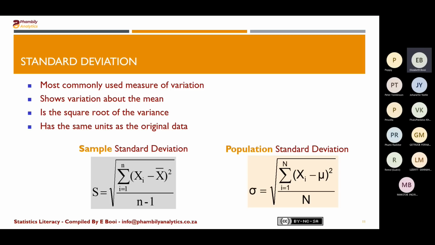So the formula for the sample standard deviation, which is your sample statistic S, is equal to the square root of your variance, which is the sum of your observation minus the sample mean, squared, divided by n minus 1. For the population parameter, we use the population standard deviation, sigma, which is equal to the square root of the summation of the observations in the population minus the population mean, squared, divided by the population size. An example.